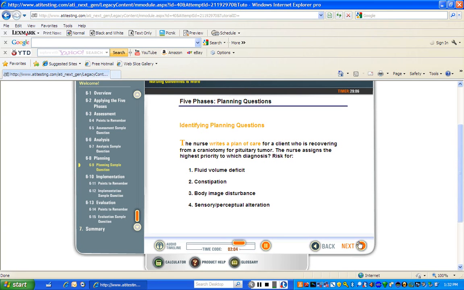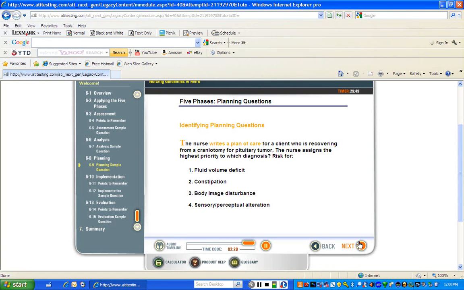Option 4, sensory perceptual alteration. Remember that the inflammatory response will tend to encourage edema, periorbital edema, and edema around the ears. Further, some transient loss may be related to edema of the brain tissue. This may or may not be the highest priority. Because we have 3 possibly right answers and 1 probably right answer, choice 1, we go with what we know and choose 1, fluid volume deficit, as the correct answer.